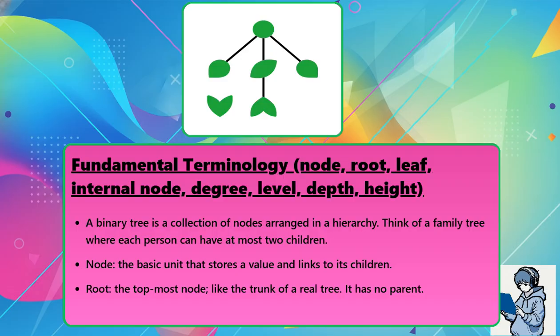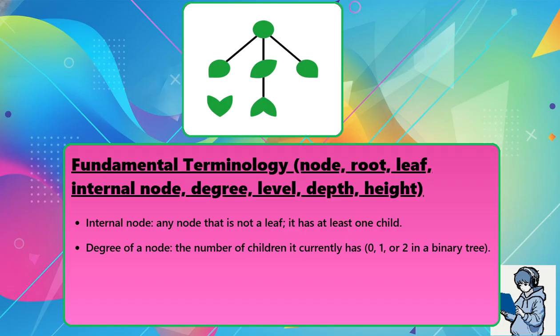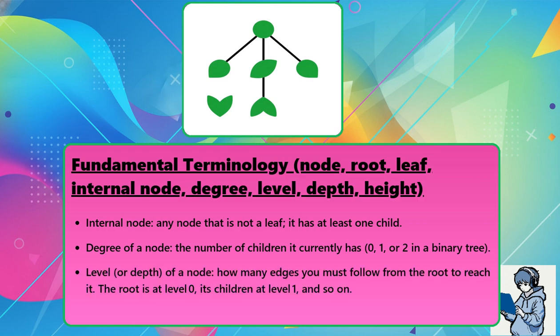It has no parent. Leaf: a node with no children, comparable to a twig at the end of a branch. Internal node: any node that is not a leaf, it has at least 1 child. Degree of a node: the number of children it currently has, 0, 1, or 2 in a binary tree. Level or depth of a node: how many edges you must follow from the root to reach it.